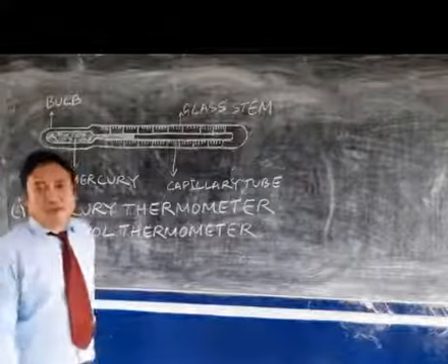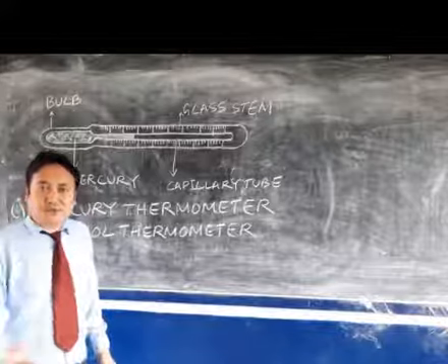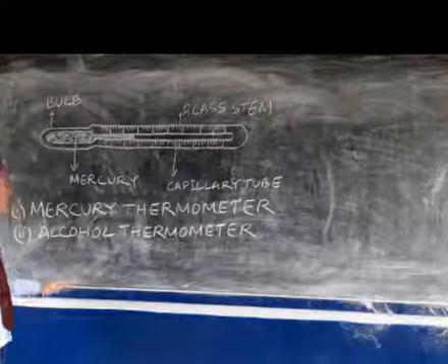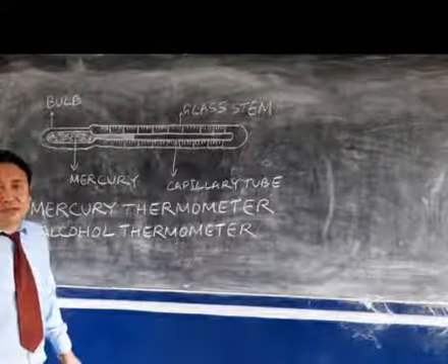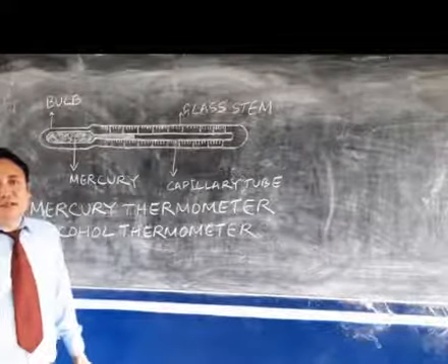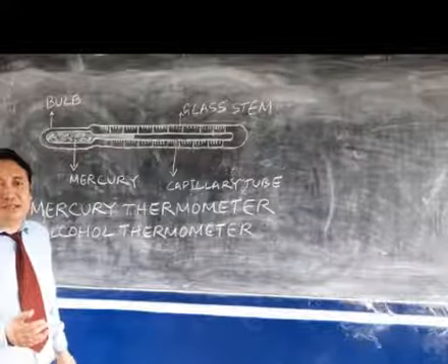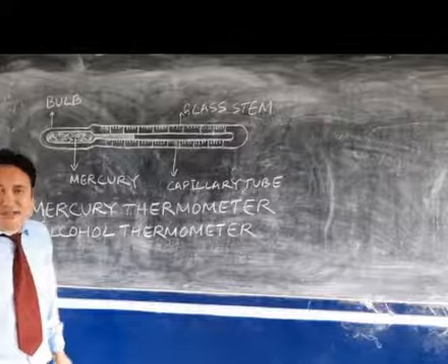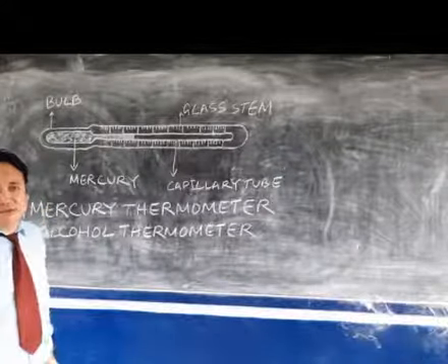Now let us come to the types of thermometer. Different types of thermometers are there. And the two types we discussed: one is the mercury thermometer, the other one is the alcohol thermometer. In a mercury thermometer, mercury is used as the thermometric liquid, the liquid used in the thermometer. Now why is mercury used? It has got advantages as well as some disadvantages also.